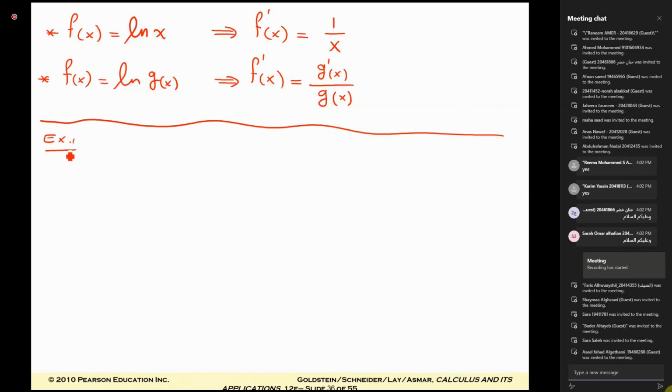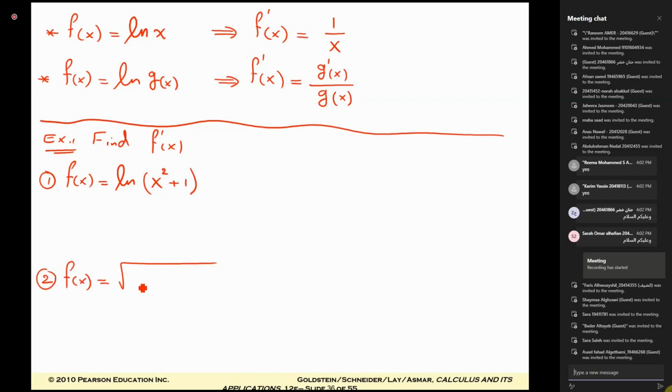Example: find the f prime of x. The first exercise, f of x equals ln of x square plus 1. Number 2, f of x equals radical 3 minus ln x.